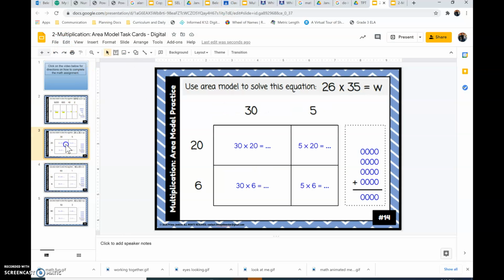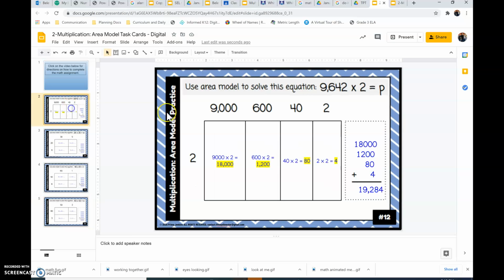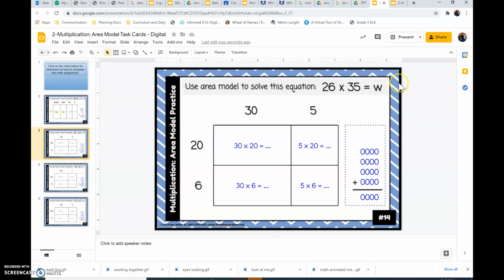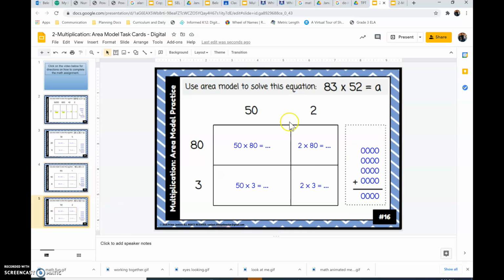Now, make sure you fill out this slide, and this slide. Remember that right here, this W just means your product, the answer that you get. We're setting it up like an algebra equation. The R just means your product, the answer that you get when you multiply. We set it up like an algebra equation, and the same thing for this one. Don't forget to turn it in. This is due today by midnight.